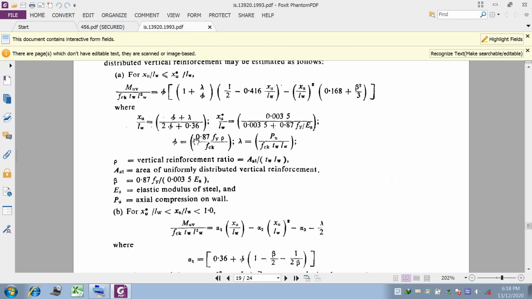Okay, so we will see one design example of shear wall, so that your theoretical concepts related to the different codal provisions for the design of shear wall will be more clear. We will see this numerical on the design of shear wall in our next lecture.